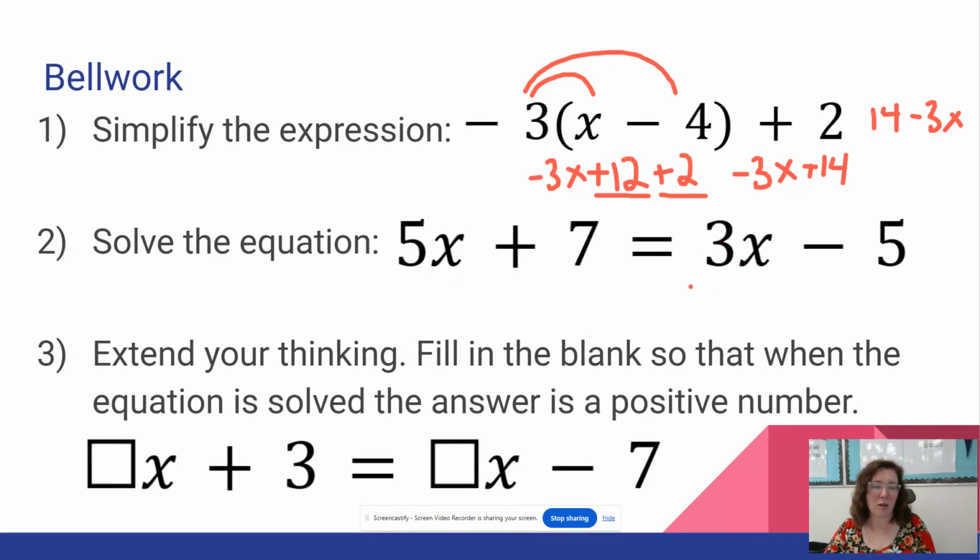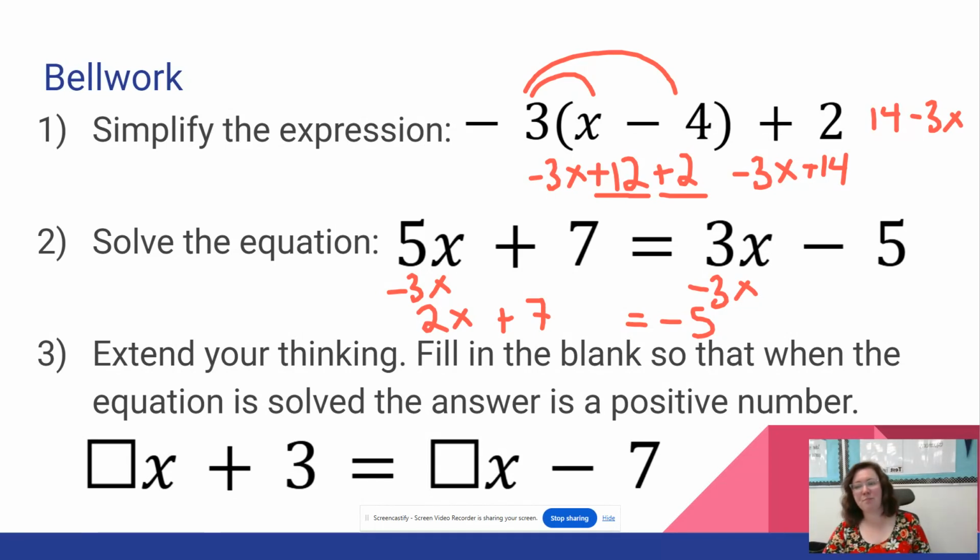3 is smaller, so the opposite of a positive 3x is a minus 3x on both sides of the equal sign. 5x minus 3x, that's 2x plus 7 equals negative 5, because we still have to include that sign in front. And now it's just a two-step equation. Subtract 7 on both sides and then divide by 2 on both sides.